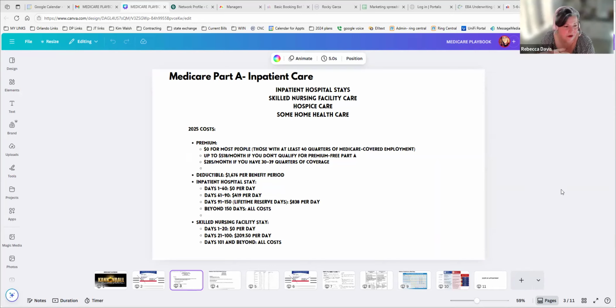So when you think about Part A, it's inpatient hospital care. Generally, you have worked for it, so it doesn't cost you anything, but there are costs when you use it.